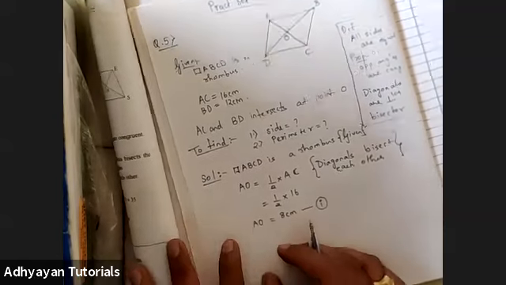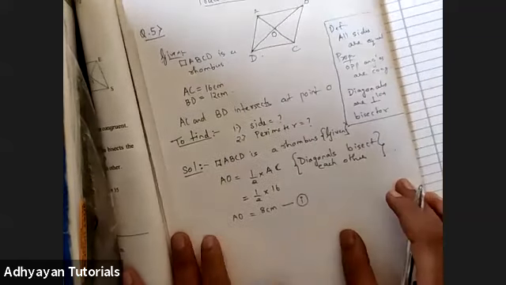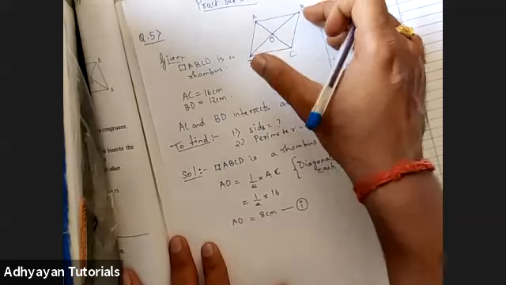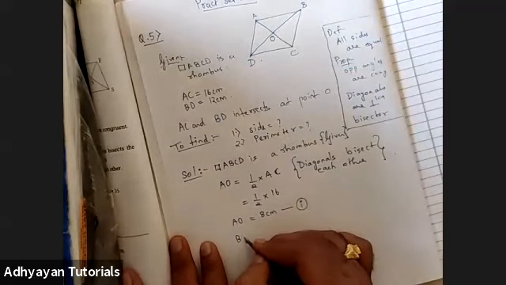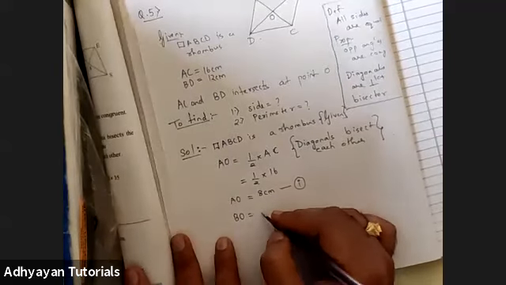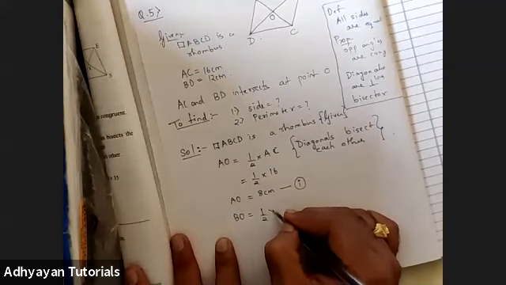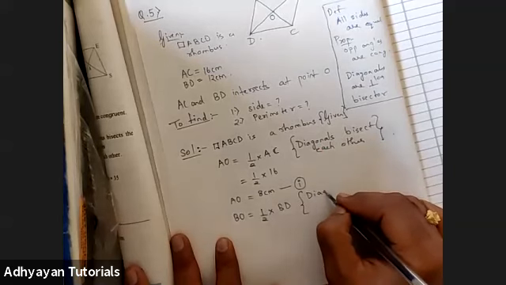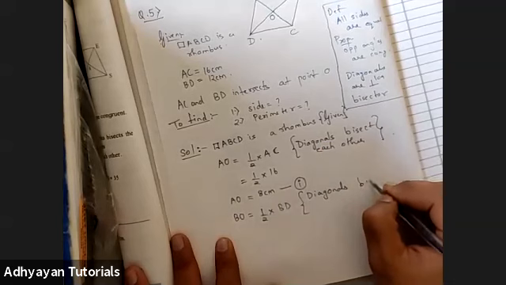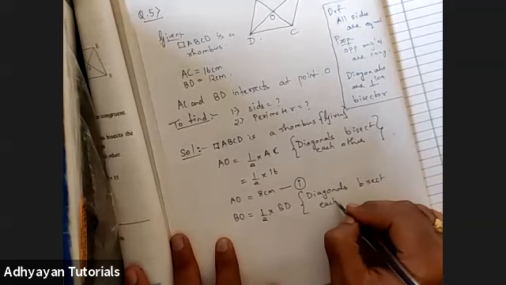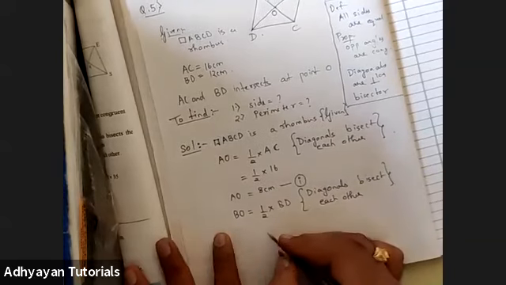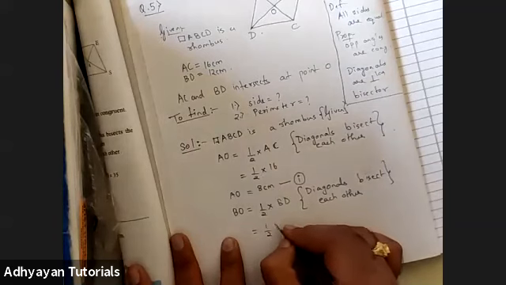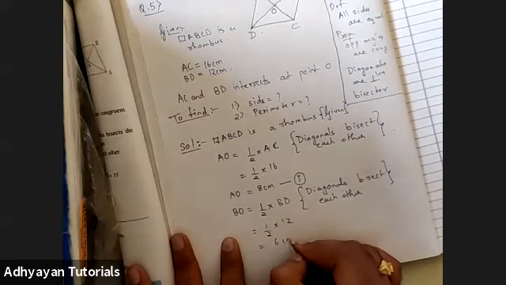Right? The next part, I can also state that BO is half of BD. BO is half of BD, right? You will understand why we are doing this in some time. BO is basically half into BD. Again, the reason has to be the same. Diagonals bisect each other, right, children? So BD's value, if you look here, is nothing but 12 centimeter. So that goes half into 12, which is nothing but 6 centimeter.